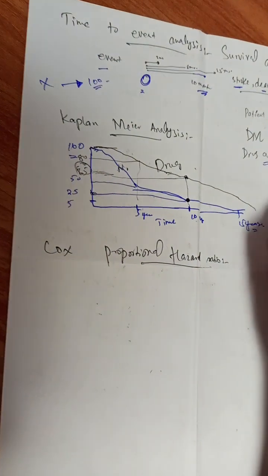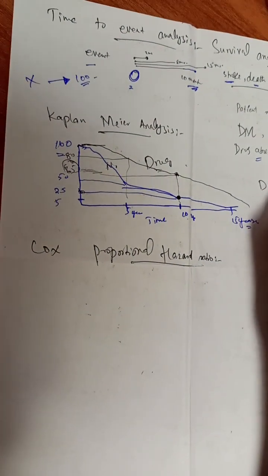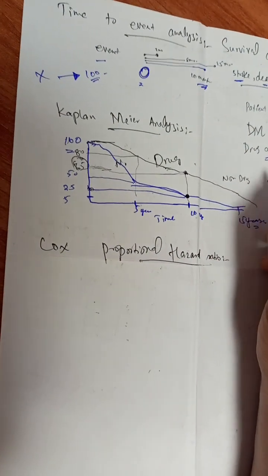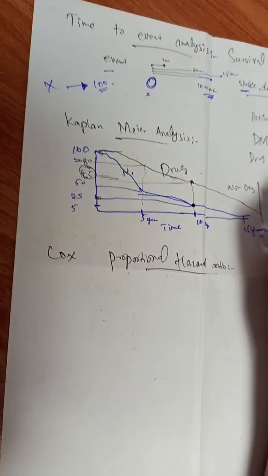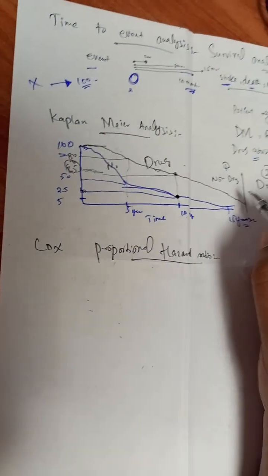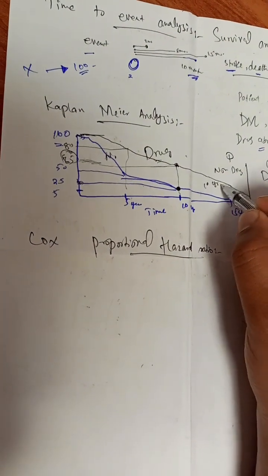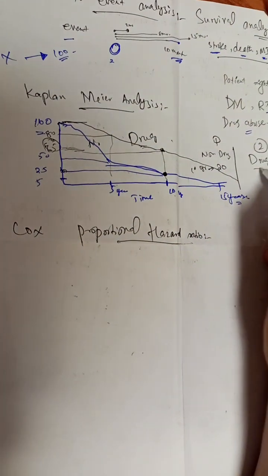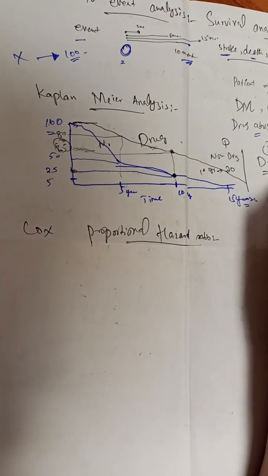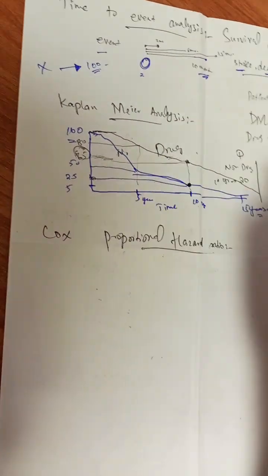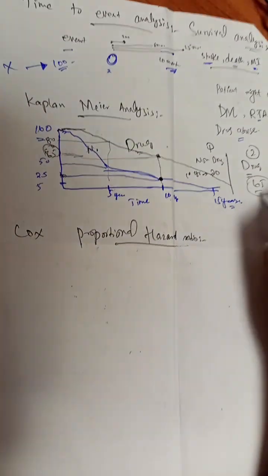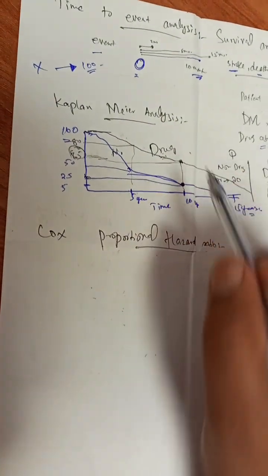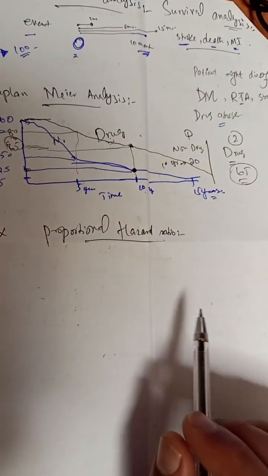So comparing these two groups, drug versus non-drug, group 1 and group 2, after a 10-year follow-up we saw that in the non-drug group only 20 people are surviving, and in the drug group only after 10 years there were 65 people surviving. By comparing these two groups, we call this survival analysis simply a Kaplan Meier analysis.